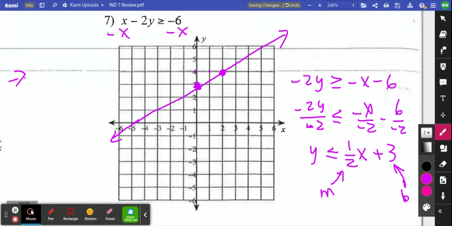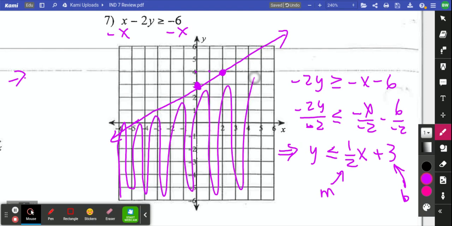Okay, and we shade. Be careful here. Don't look up at your original inequality to decide which side to shade, because that one's not in slope-intercept form. So it doesn't tell you anything just by looking at it as far as which side to shade. Instead, look at the one that's in slope-intercept form. That's down here. Okay? That's the one. And it's less than or equal, so we shade below. Okay, so that's it.